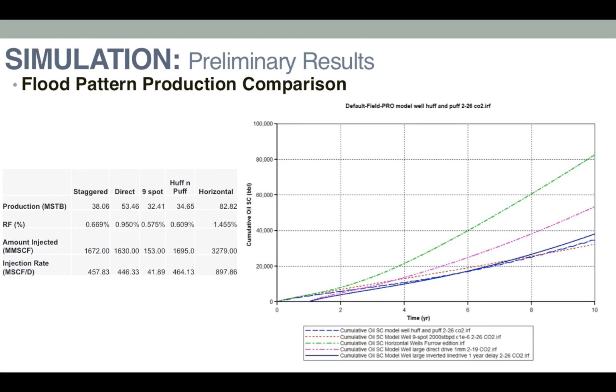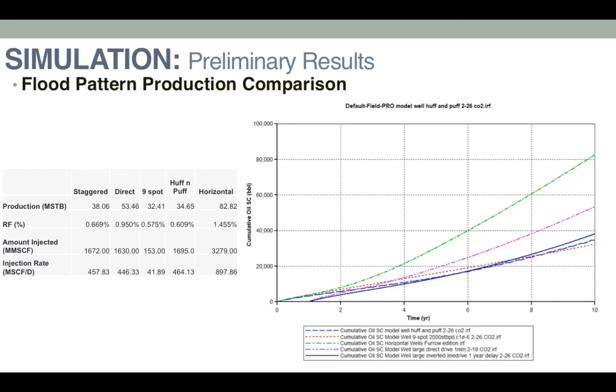The huff and puff was denoted by the dash blue line. It's kind of hard to see behind the other ones, but it's in there. The production for the huff and puff was on the lower side. We assume this is because the wells were shut in for an extended period of time. The recovery factor for this was actually pretty low, less than 1%.